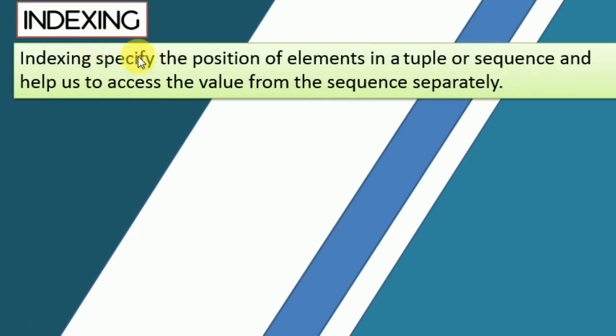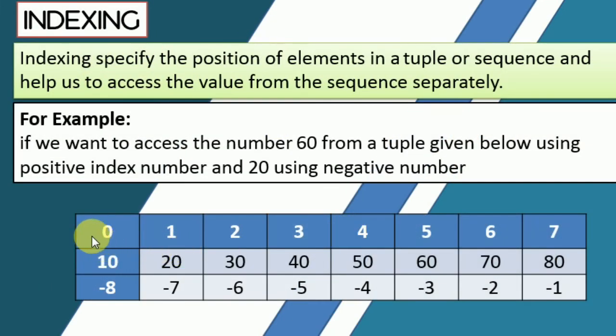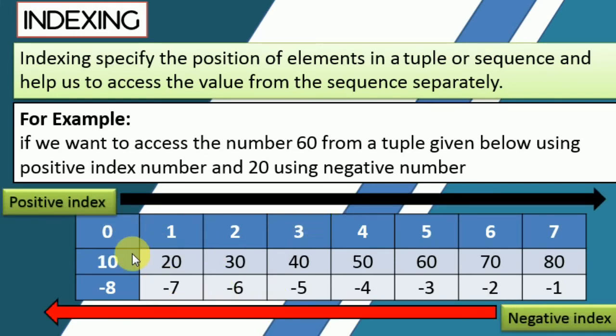So first we start with indexing. You know what the meaning of indexing is? Indexing means these are the positive and negative indexes, and we are going to access these values on the basis of these index numbers. I've given you an example also, where we access the number 60 and the number 20 from this tuple: 20 using a negative number and 60 using a positive number.